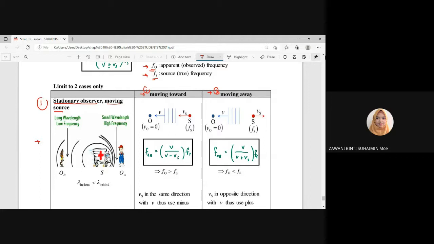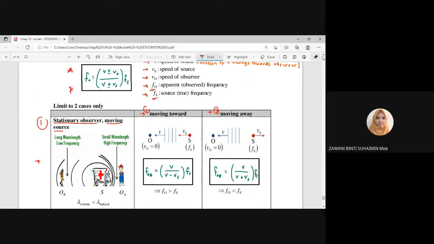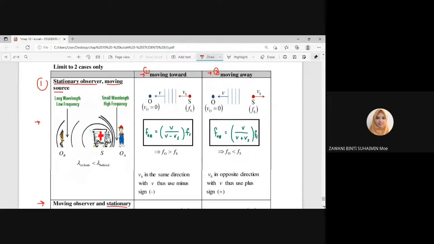Tapi equation kita akan guna equation yang ini. So yang membezakan diorang ni adalah bahagian plus minus ni. So you need to determine macam mana kita nak determine sama ada kita menggunakan plus ataupun minus. Okay. So first, contoh kita refer pada gambar ni.